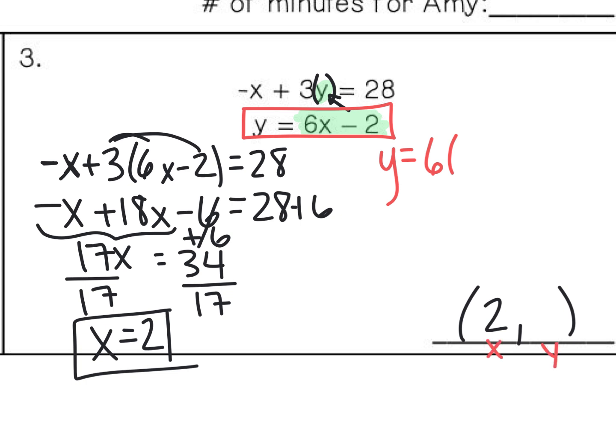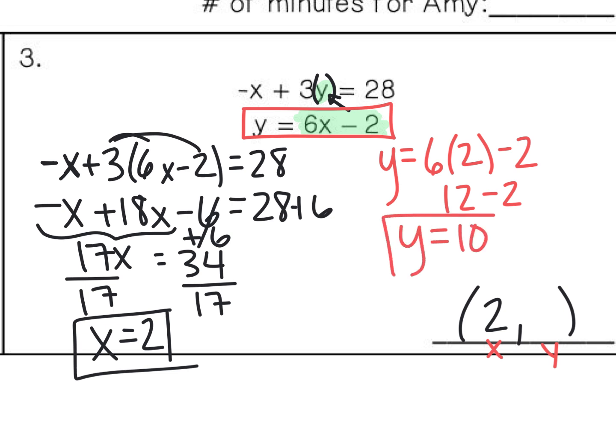My x is 2, so in place of x, I'm going to put my 2. Just like when we used to solve equations, we would plug our answer in to check it. So I get 12 minus 2, y equals 10. Wait, this is how to check it? No, this is to get the second piece.